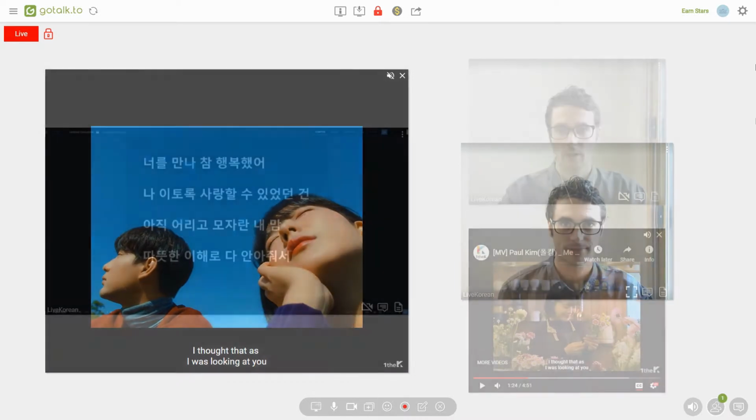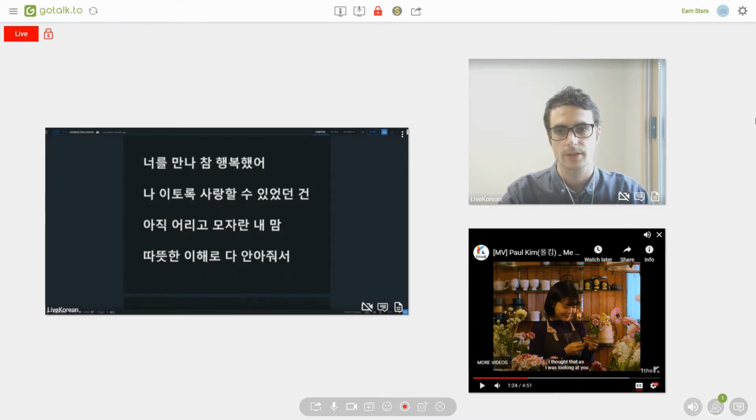So let's get started. Okay, here we have the lyrics of the chorus. And as you can see, it is quite short, but that's okay. We'll still learn some things from it. So the first line is 너를 만나 참 행복했어. Next, 나 이토록 사랑할 수 있었던 건 아직 어리고 모자란 내 마음. 따뜻한 이해로 다 안아줘서. Okay, so we'll look at each of these lines one by one, but first let's listen to the whole chorus so you can know how it sounds.